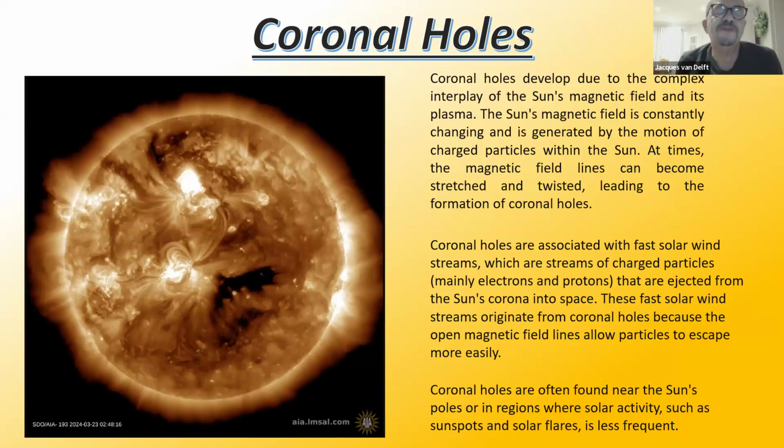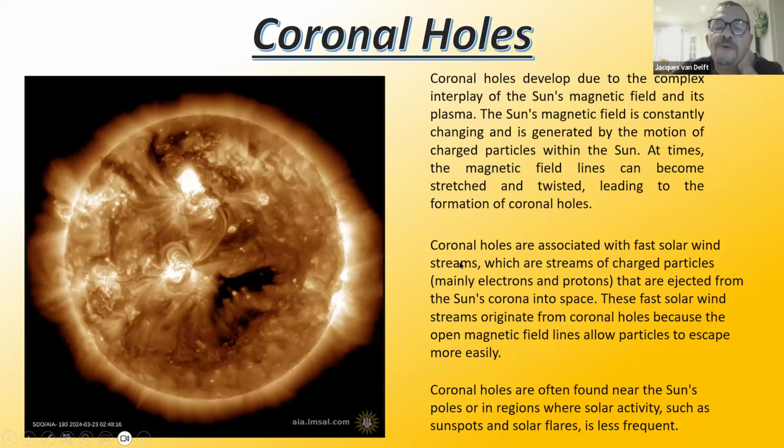Another feature that is also visible when you look at the sun is coronal holes. Now, coronal holes develop due to the interplay of the sun's magnetic field and its plasma. The sun's magnetic field is constantly changing and is generated by the motion of charged particles within the sun. At times, the magnetic field lines become stretched and twisted, leading to the formation of a coronal hole. So what is actually happening is that those magnetic lines and magnetic fields are fighting each other, and when they fight each other, they push the atmosphere open, and that's what forms the coronal hole.